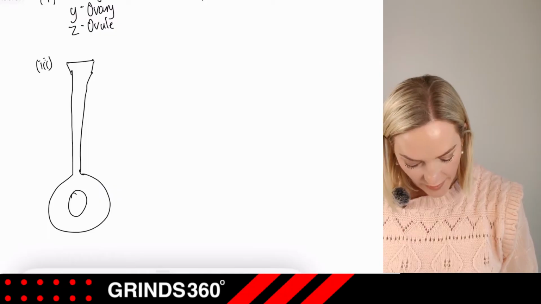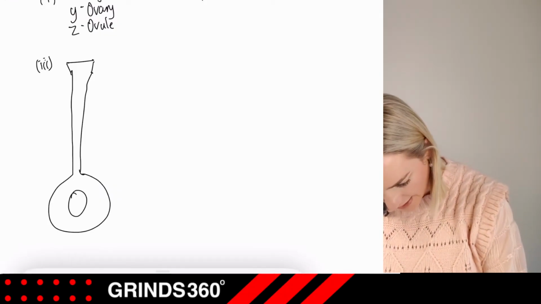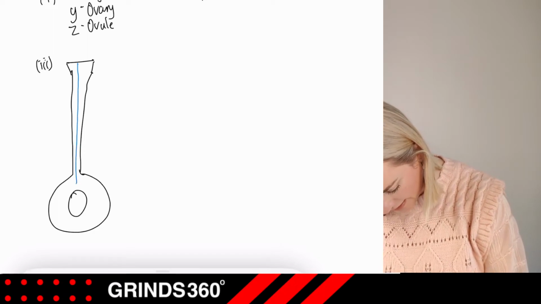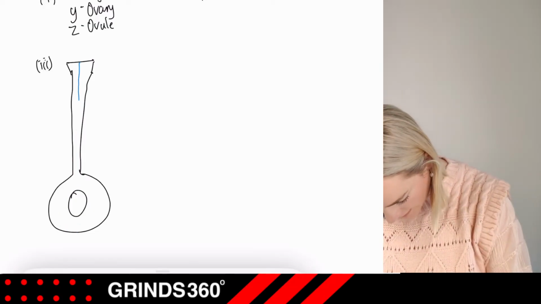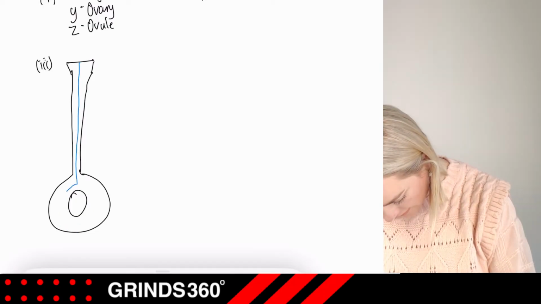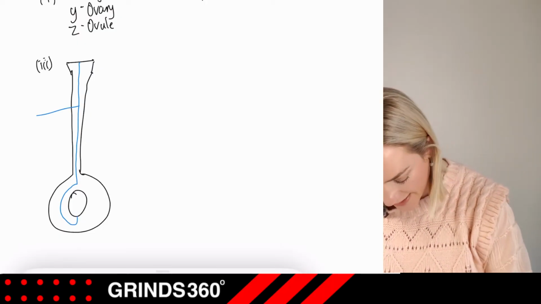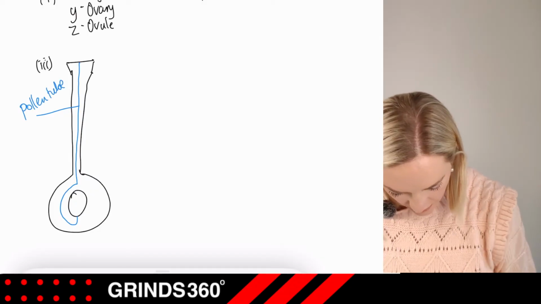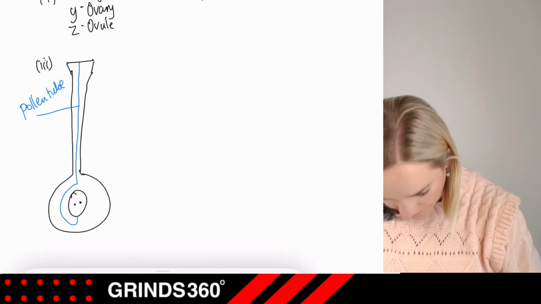I'll just get a different color pen for this. I'm just going to draw literally a line, come down, go around. Oh wait, I don't want to go all the way down there. I'm going to draw and show them that this is my pollen tube. And I'm going to label in here, or just draw on here, my egg cell.